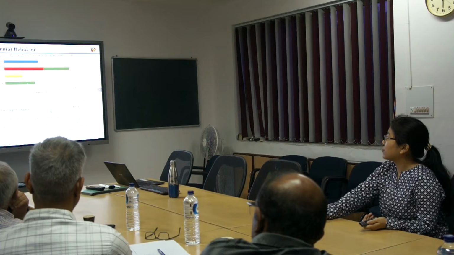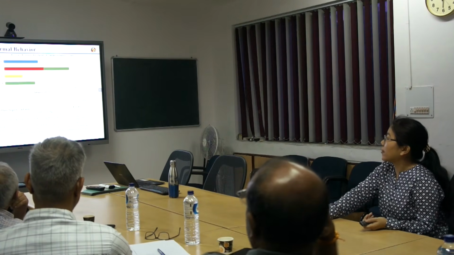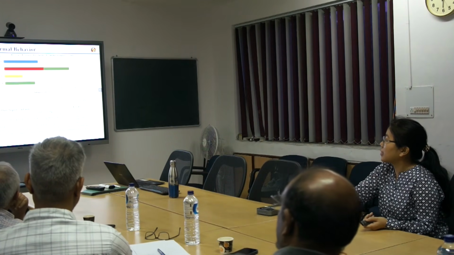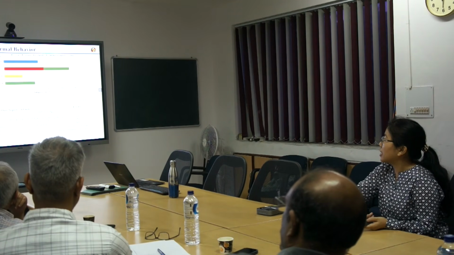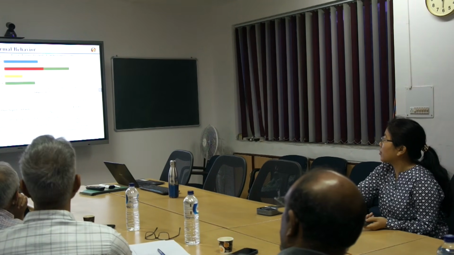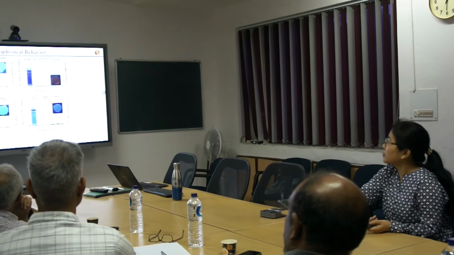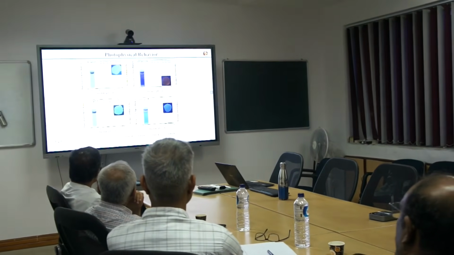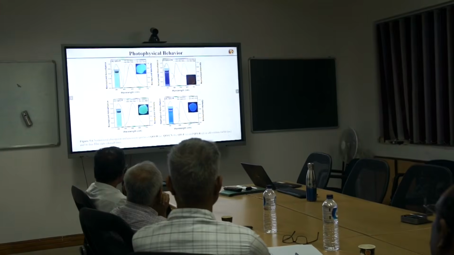So out of these four derivatives, two derivatives, that is QOCN and QOR, showed liquid crystalline behavior, and from TGA we can see that all the compounds are stable. And this is the photophysical behavior of the compounds.